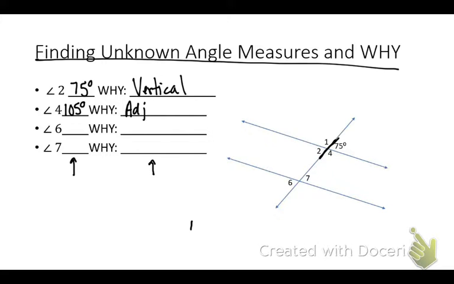All right, what about angle 6? So we said what? It's 75 degrees. Some people said because it corresponds with angle 2, or it is alternate exterior to the given angle measure. Either reason is acceptable. All right, what about angle 7? It is also 75, and why, guys? It corresponds with the given angle.